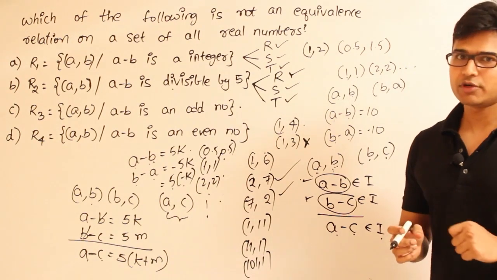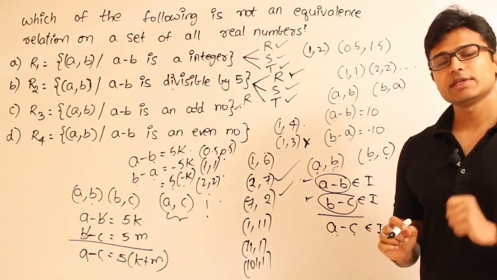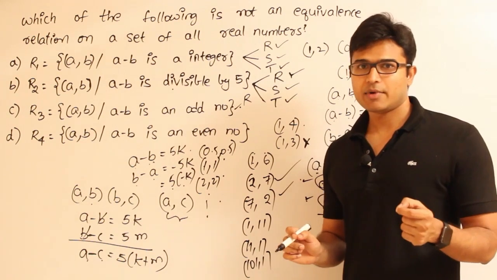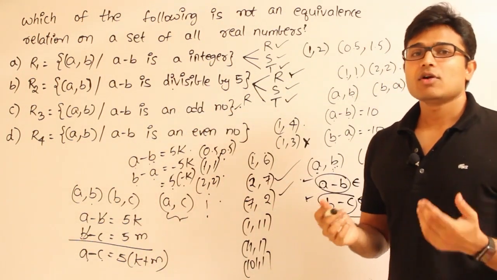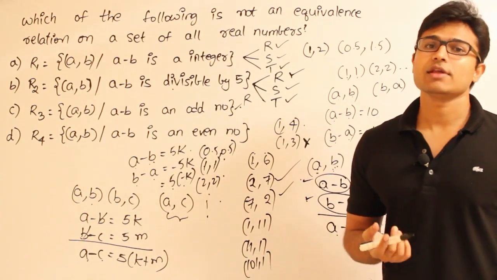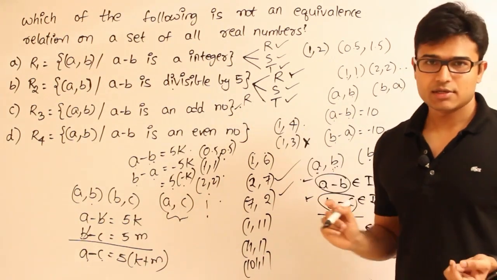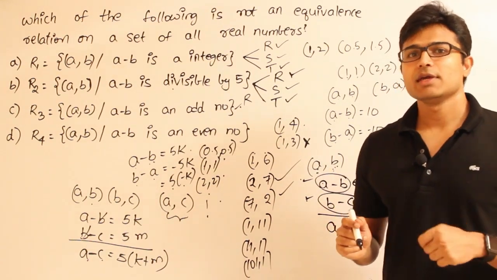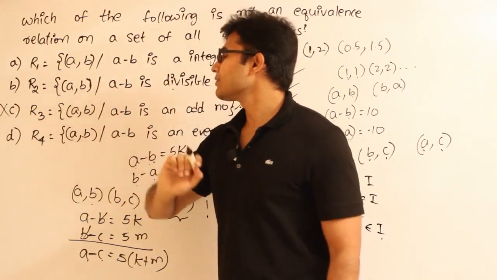Now what can you say about it? Will it be reflexive? Let's test that first. When can we say that it is reflexive? Only when you have all the pairs of type a comma a. Now if you try to put a comma a in this relation, it will not fit in. The reason is a minus a is equal to 0, which is not an odd number, it is an even number, right? Therefore the relation R3 will fail to be reflexive, and so it cannot be an equivalence relation as well. Therefore C cannot be an equivalence relation.